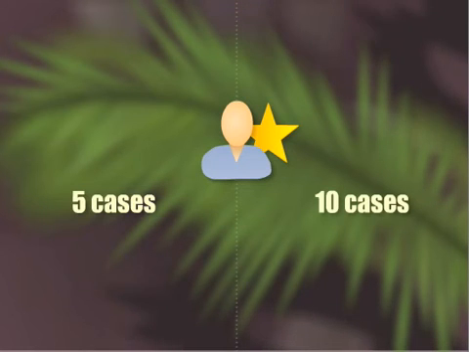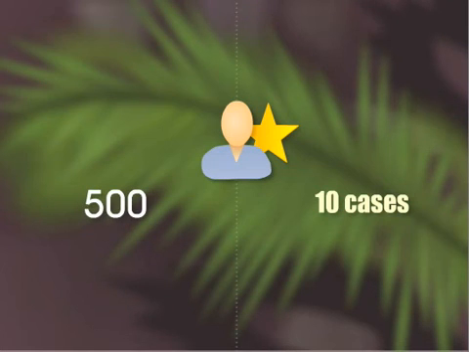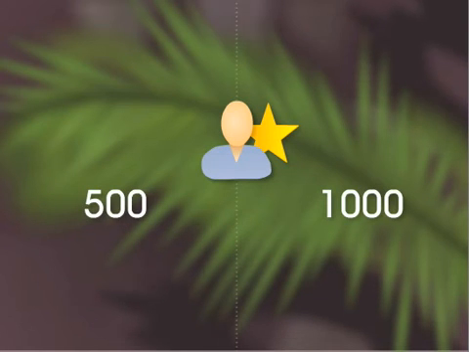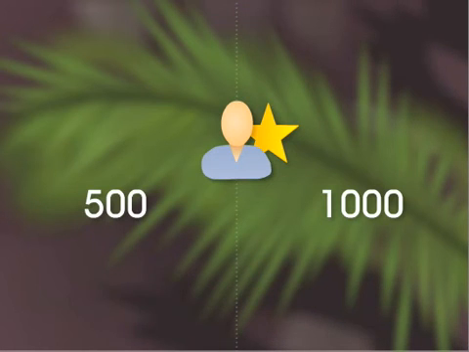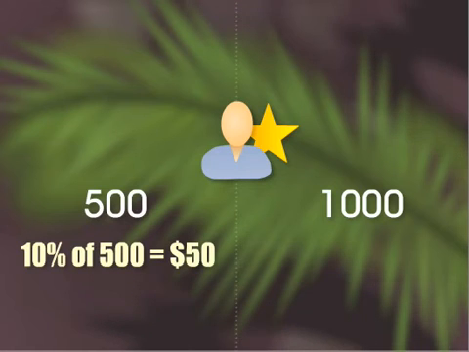You'll remember that each case is worth 100 points. So that equates to 500 points in your left leg and 1,000 points in your right leg. Calculating your commission is extremely simple. It's up to 10% of the volume in your lesser leg. In our example, we see that our left leg is our lesser leg, so our commission for this week, based on 10%, is going to be 10% of $500, which is $50 for this week.